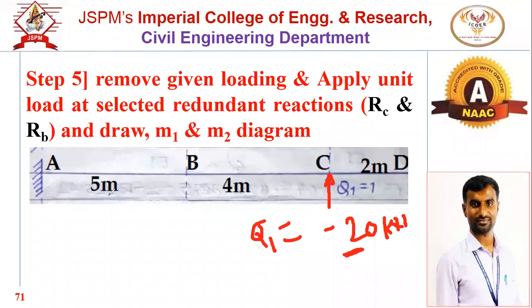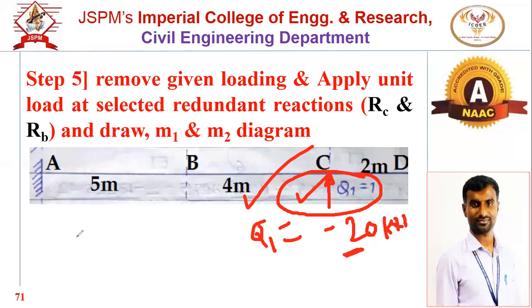So first statement, in M1 diagram, Q1 is acting vertically upward. After the calculation in the compatibility equation, if Q1 is minus, then the direction of Q1 is upward or downward?